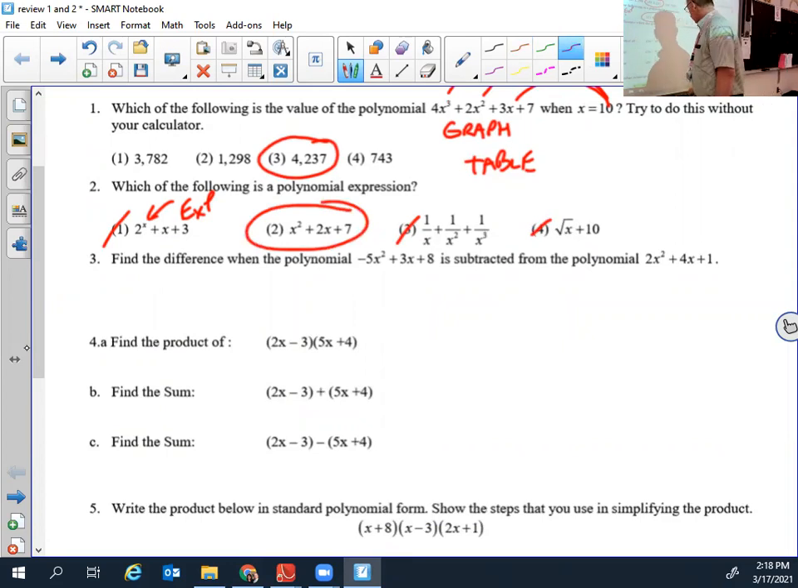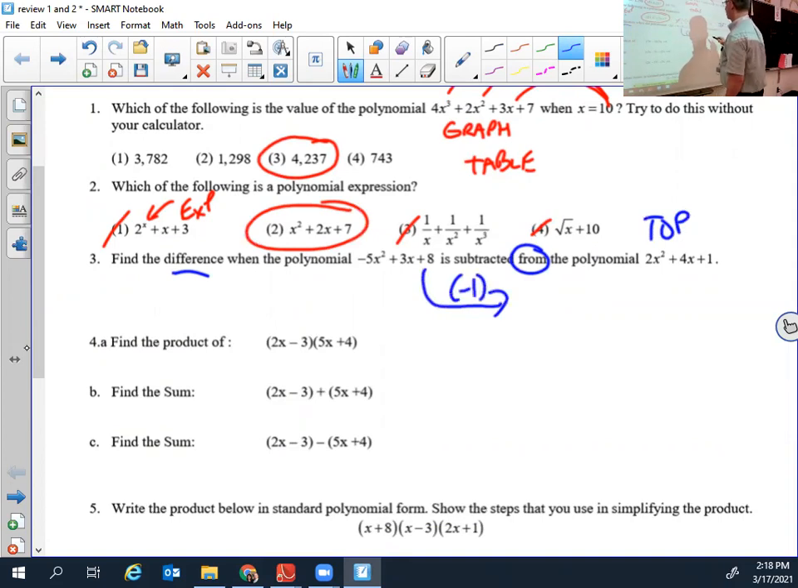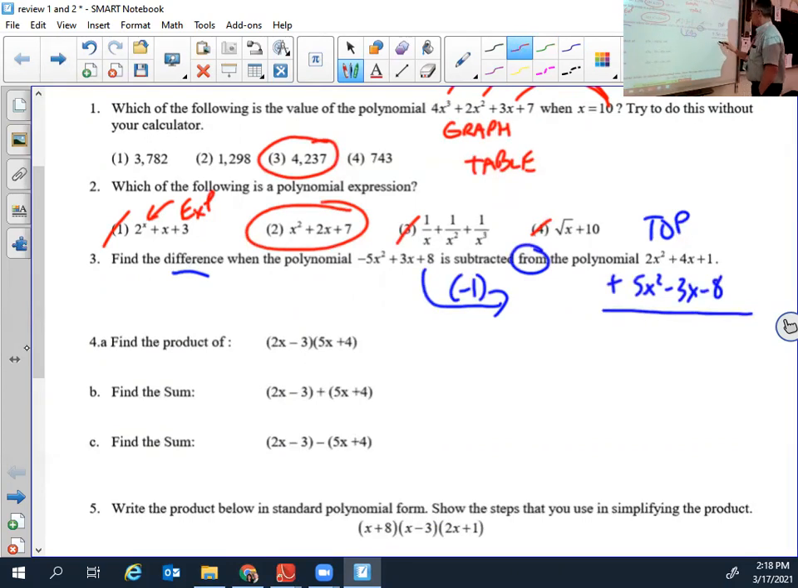All right, next one. It says, find the difference. That means we're going to subtract. When you take this from, remember we have that from, that puts this on top, and then you change all the signs on this by multiplying through by -1. So I'm going to make that a plus 5x squared minus 3x minus 8. And we add down now, and we wind up with 7x squared plus 1x, or just x, and minus 7. Okay? So once again, you do the keep, change things. You look for that from, and whenever there's a from, what follows the from goes up on the top.